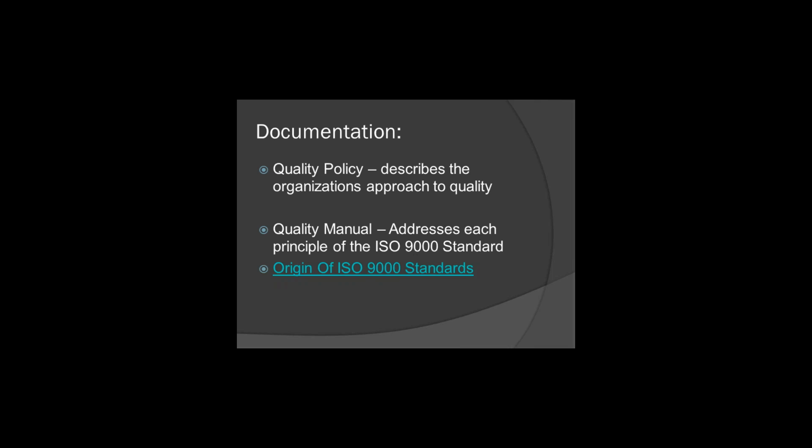Then there is a quality manual that addresses each principle of the ISO 9000 standard. ISO is the International Organization for Standardization, and this is a standard that is used. So this addresses each principle of the ISO 9000 standard. Then there is the origin of the 9000 standards, that is, from where the 9000 standard originated.